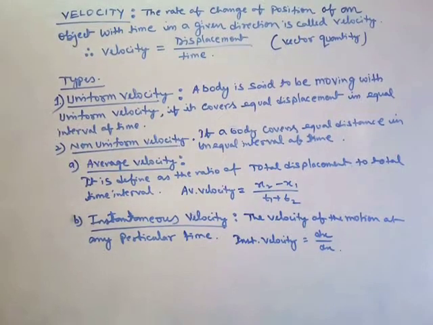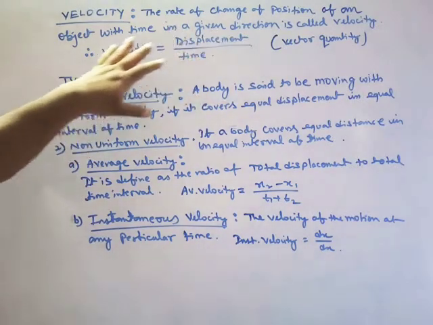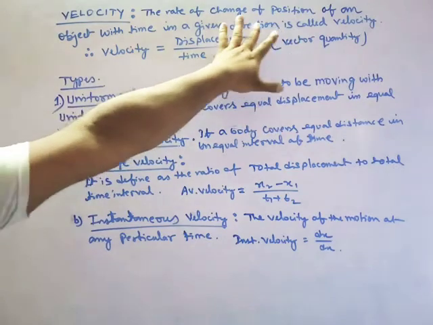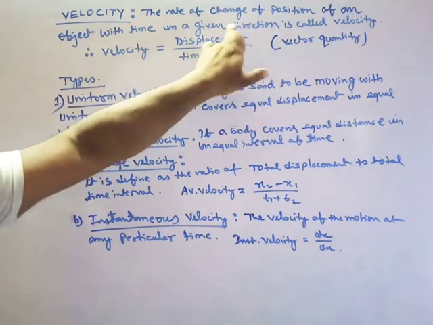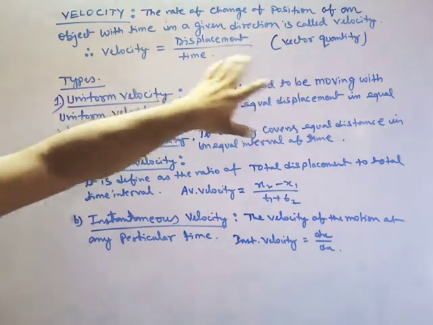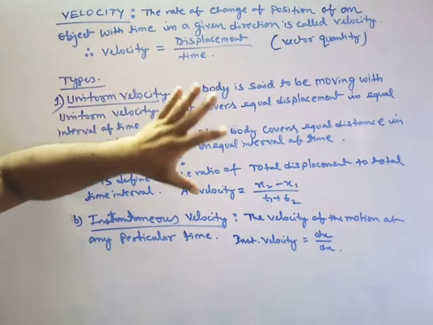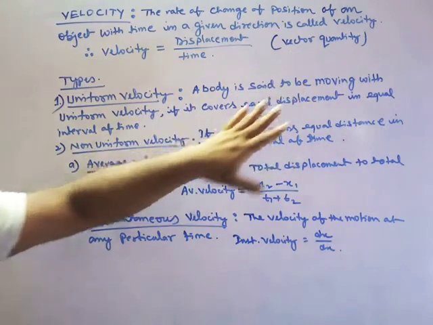Yes, dear student, once again this is the definition of velocity. You can check here: velocity is the definite rate of change of position of an object with time in a given direction. Definitely direction is one of the givens. It's called velocity, once again displacement by time. So for velocity I will use displacement. It is a vector quantity.